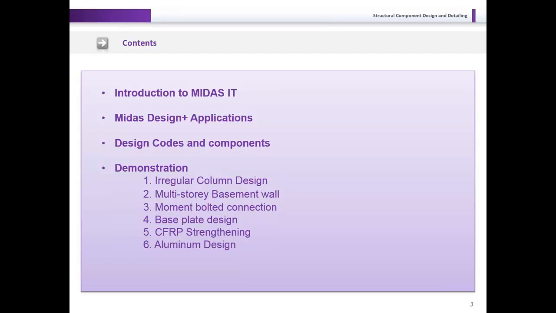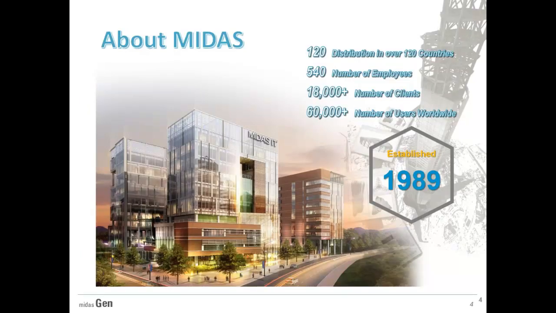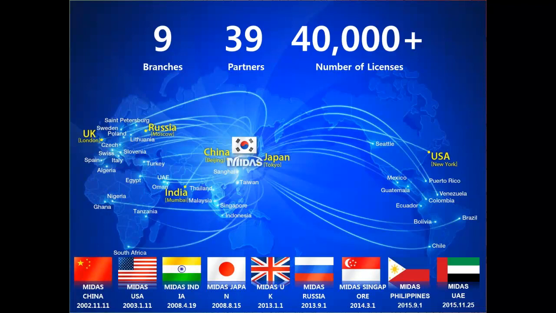Let me begin with a short introduction to MIDAS as a software company. It was established in the year 1989, and since then all the software solutions have been distributed in more than 120 countries. There are more than 540 employees, more than 18,000 clients, and more than 60,000 users worldwide. In total, we have 9 branches all over the world, with our headquarters in Seoul, South Korea. Our branches are in MIDAS China, USA, India, Japan, UK, Russia, Singapore, Philippines, and lately we have opened up a branch in the Middle East, that is UAE.